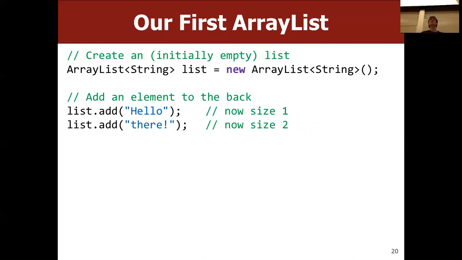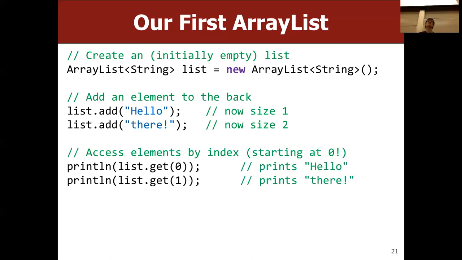If you want to get elements out of an ArrayList, it's very similar to how you're used to getting things out of an array, which is you get things by index, except you don't use the square brackets like you do for arrays. You use the dot get method. So if you say list.get(0), that's going to give us back "Hello". And if you say list.get(1), it's going to give us back "there". Okay, so it's a little bit more verbose syntax versus arrays, but you can do some pretty cool things with this.